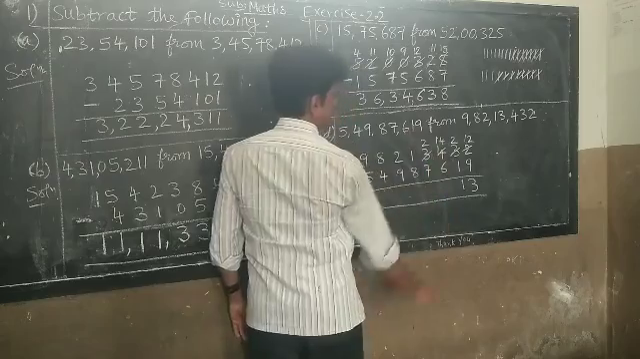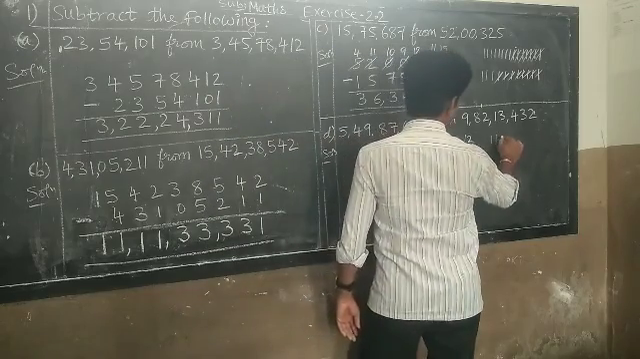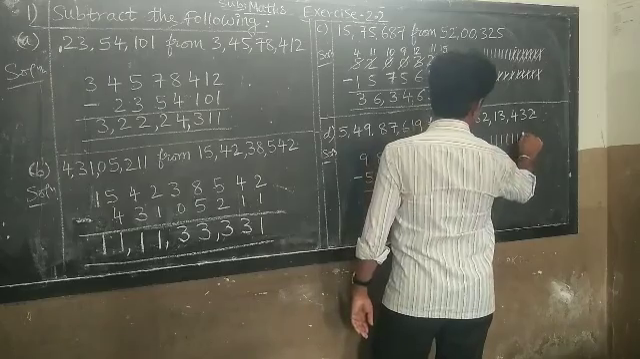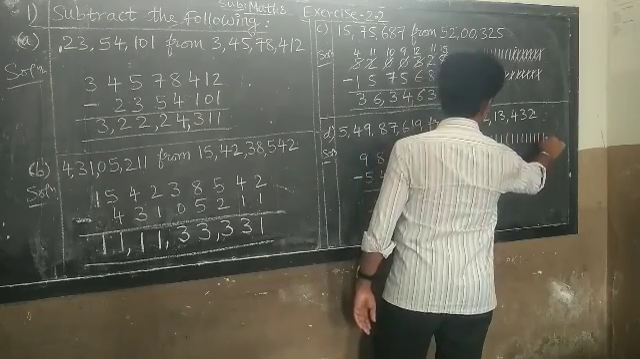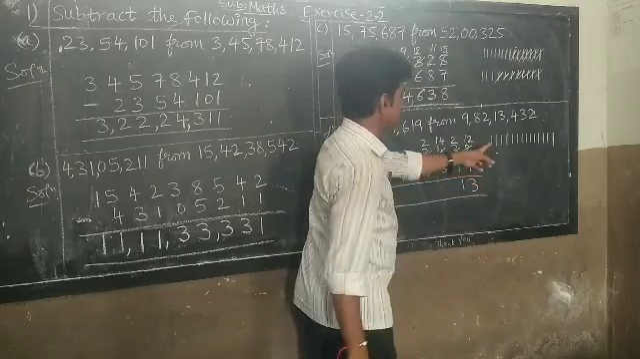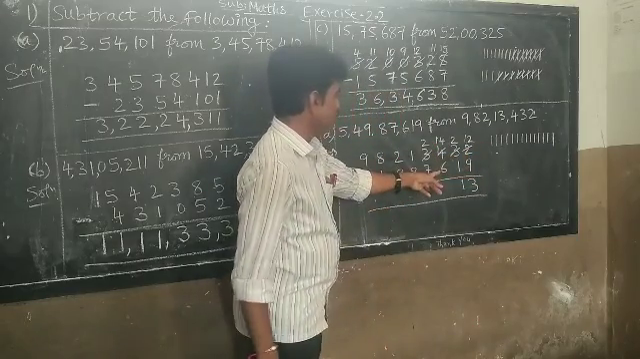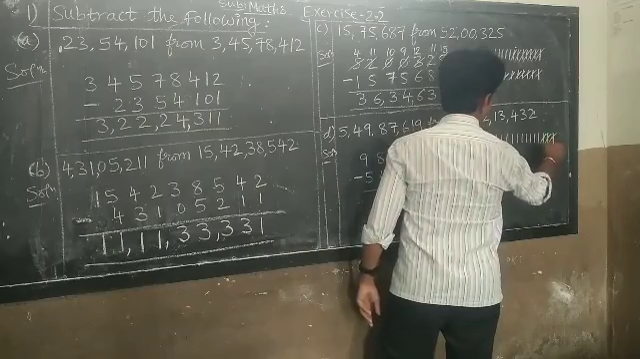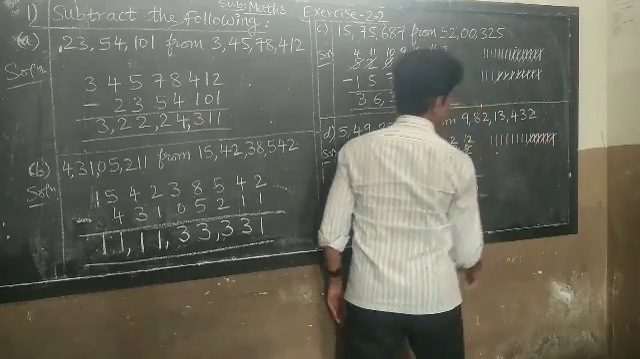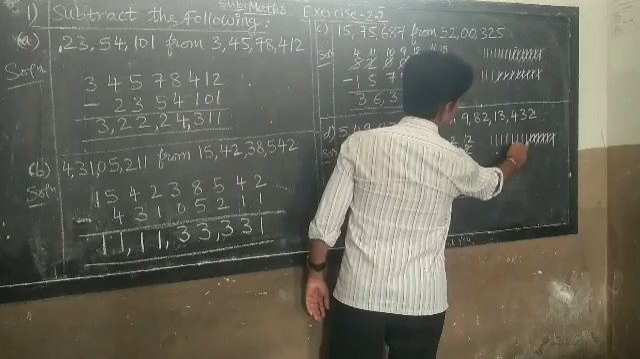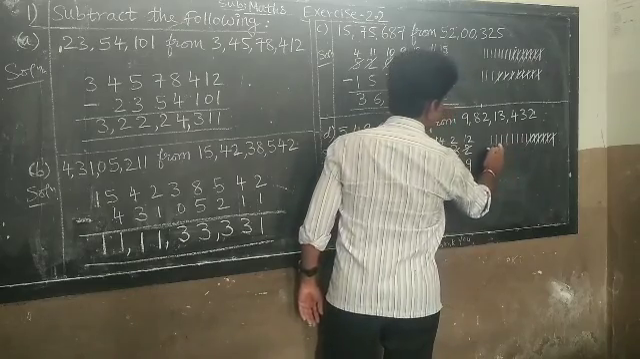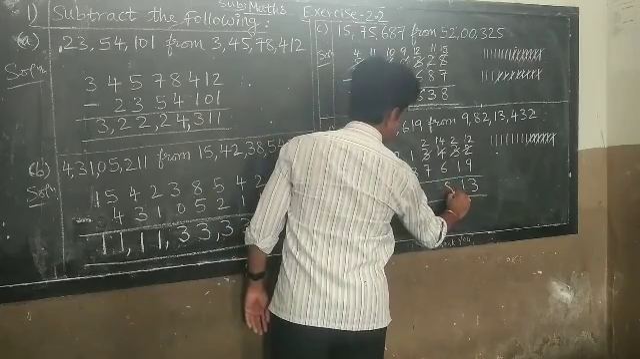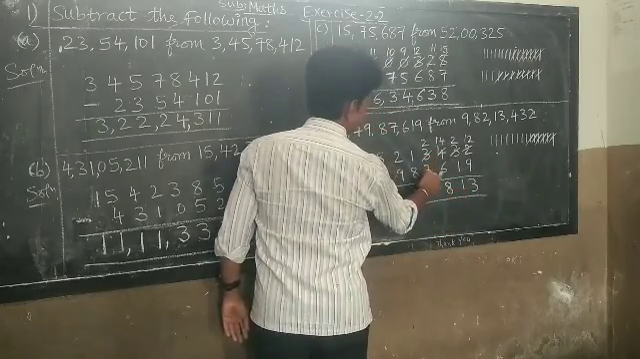14 minus 6. 14 lines put. If you get confused, 14 lines you have to put. 1, 2, 3, 4, 5, 6, 7, 8, 9, 10, 11, 12, 13, 14 lines I have put. Out of 14, how much you should remove? 6. Start from here, 1, 2, 3, 4, 5, 6. 6 lines removed. Still how many remaining? 1, 2, 3, 4, 5, 6, 7, 8. So 8 lines. 8 lines means this is 8. So 14 minus 6, 8.